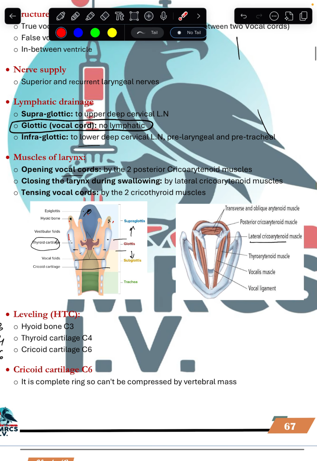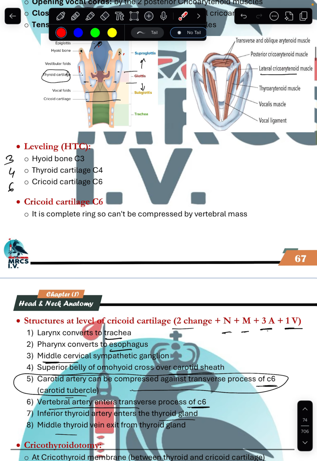So, muscles of the larynx, you just have to remember this. The vocal cord is open, and it has the arytenoid cartilage. Opening of the vocal cords is by the posterior cricoarytenoid muscle, which opens, and closing is from the side, by the lateral cricoarytenoid. From the lateral side is closing, opening has to be from the posterior. Cricothyroid muscle causes tensing.